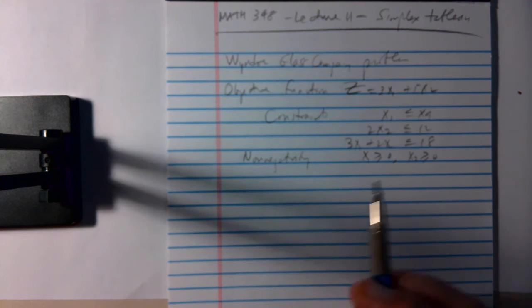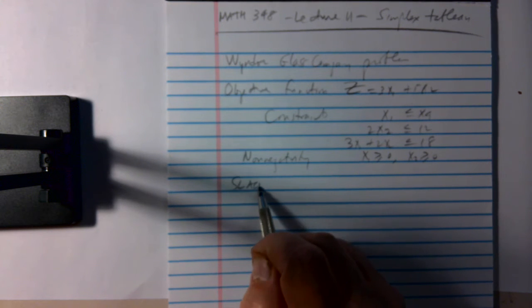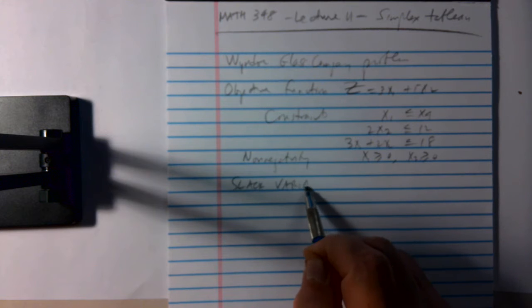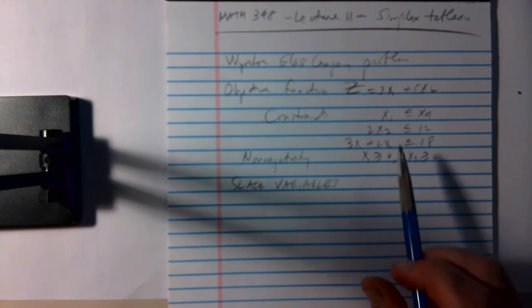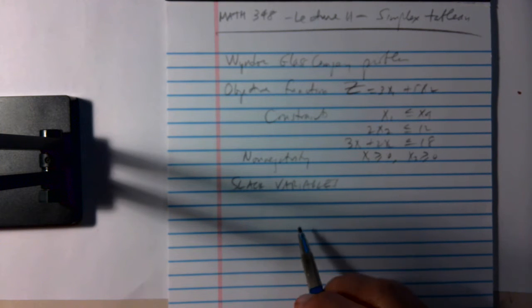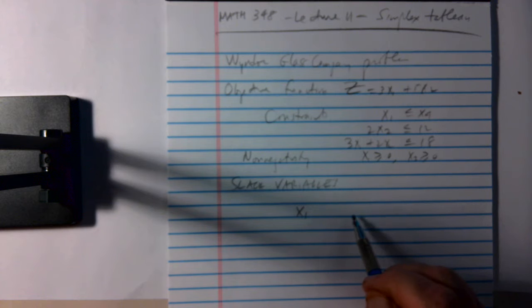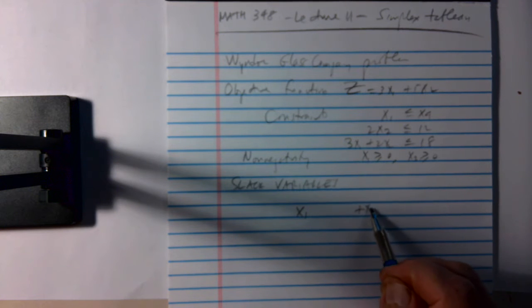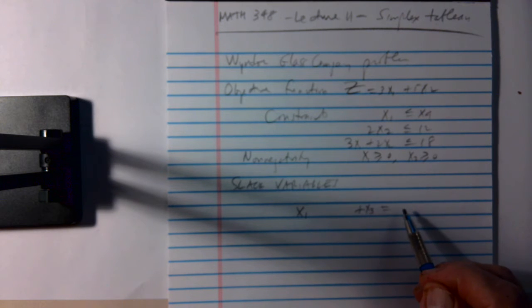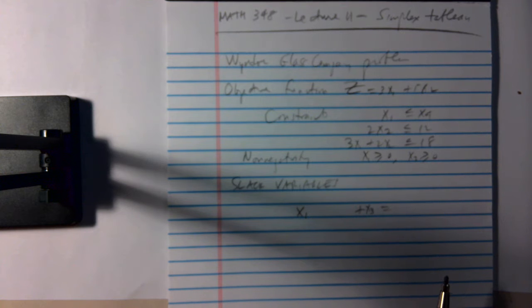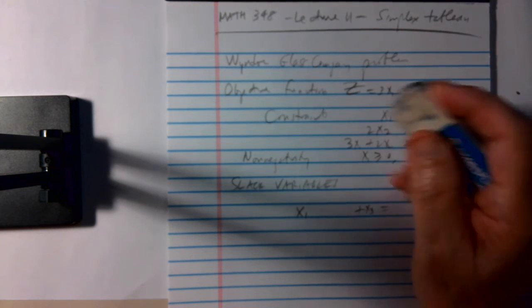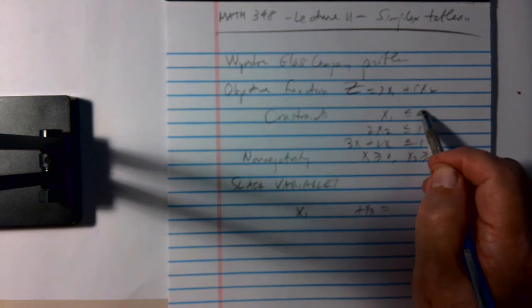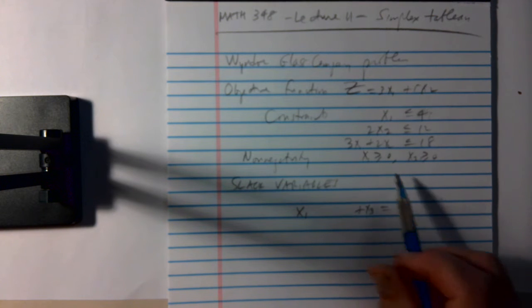So we start by introducing slack variables to convert the inequalities to equations. So we have x1 plus x3 equals, oops, sorry. This is x1 less than or equal to 4, not x4. Excuse me. So x1 plus x3 is 4.